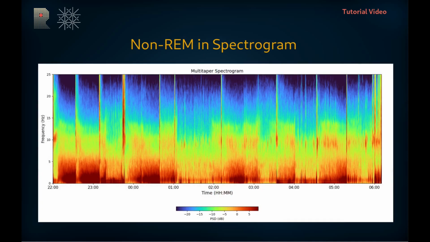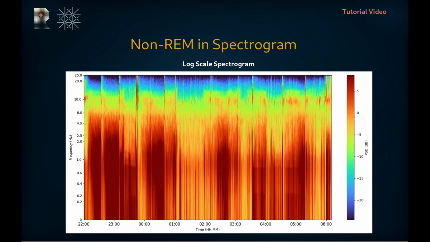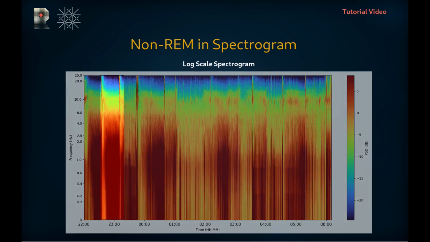So far, we have seen the linear scale of the full night spectrogram. This example shows what the log scale spectrogram looks like. The reason to use the log scale is to observe in more detail the lower frequencies in the spectrogram. Let's again zoom in and see how it works.